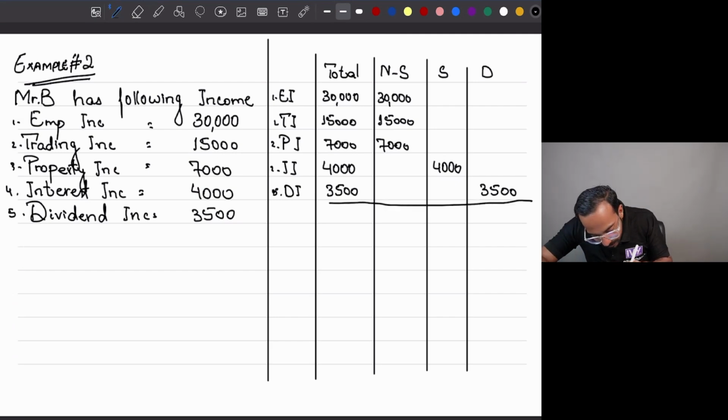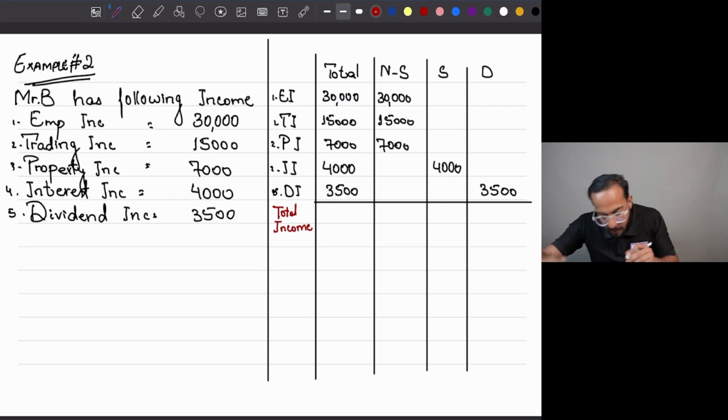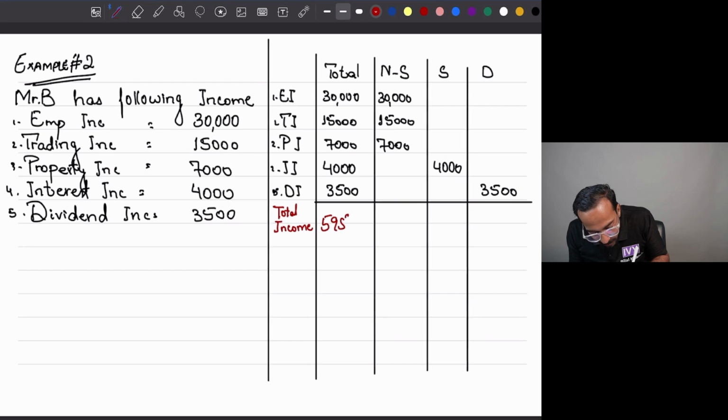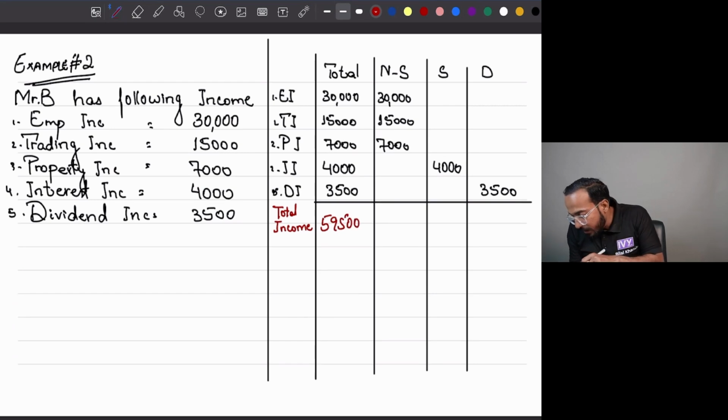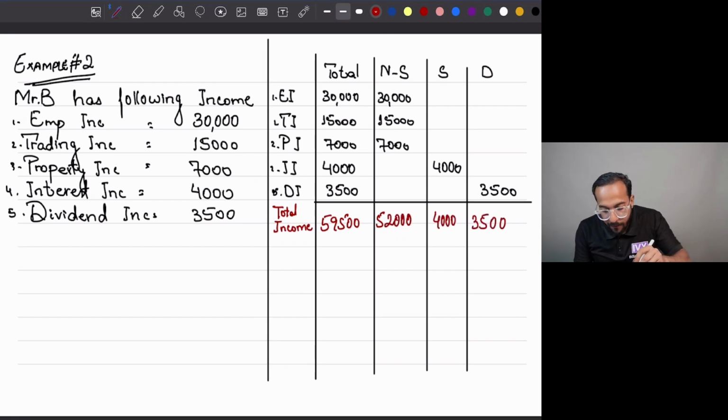Now add this total income. Now I need the help of a calculator. 30,000, 15,000, 7,000, 4,000, and 3,500. It's 59,500. 30,000, 15,000, 7,000 is 52,000, then 4,000, then 3,500. Now be focused over here.